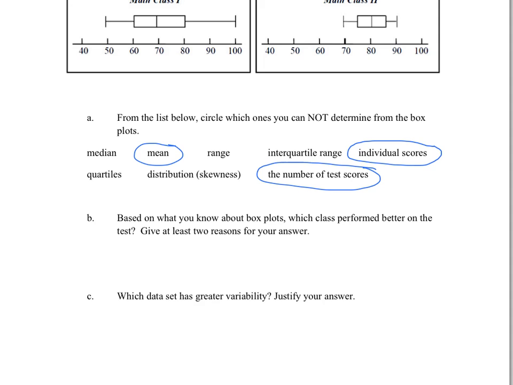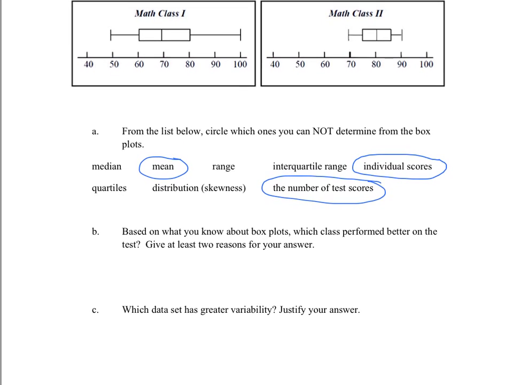Part B says, based on what you know about box plots, which class performed better on the test? Give at least 2 reasons for your answer. Well, I would say for sure that Math Class 2 performed better. And there's many reasons. For instance, all of the data is 70 or above, whereas only half of the data in Math Class 1 is 70 or above. So basically, all of Math Class 2 performed better than 50% of Math Class 1.